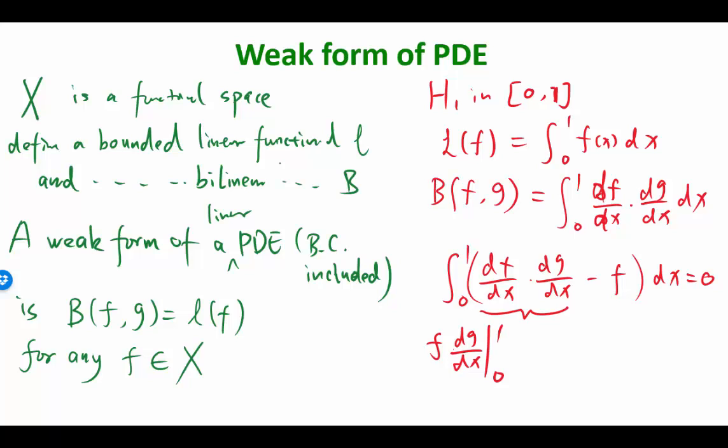And minus, now it's an integral of f times d squared g dx squared plus f, well, basically plus 1, equal to 0. Right? Do you follow the integration by parts here? Get a boundary term and an interior term, and I combine with this minus f, so it becomes just a plus 1.